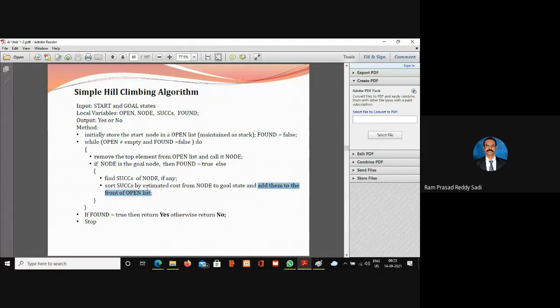In most of the algorithms, I've been using the same set of variables and the same set of algorithmic statements. In the previous one we also used a different list, the closed list. Compared to branch and bound, here we are not having the closed list. You should make a note of that. This is simple hill climbing. There are different types of hill climbing, but we are going to consider the simple hill climbing algorithm. With respect to this algorithm, let's consider a simple problem, the blocks world problem.